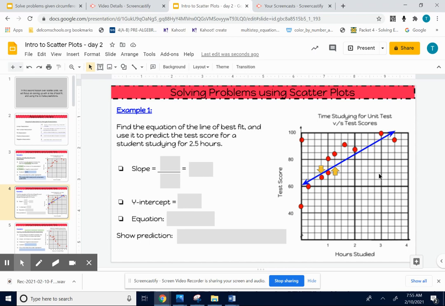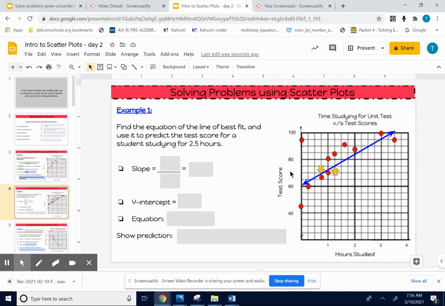The y-axis and the x-axis are not counting by ones. And they're going to be counting by different things on these scatter plots. So take a look at this y-axis. Just take a look at maybe between 60 and 80. Okay, there's 4 spaces between 60 and 80. That means halfway between would be 70.